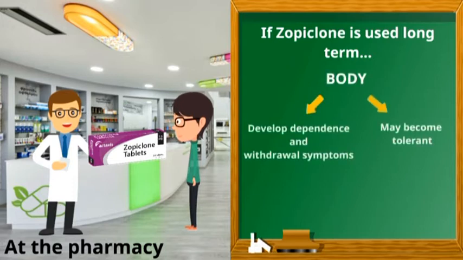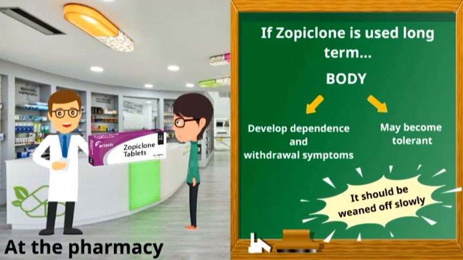Less than 4 weeks. If it's used for longer periods, dependence upon the medicine may develop and withdrawal symptoms such as headaches, muscle pain, sweating, tremor, anxiety, tension, restlessness, confusion, and irritability may then occur if treatment is stopped suddenly. The human body may also become tolerant to zopiclone, which means higher doses would be needed to achieve the same effect. For this reason, zopiclone should be taken with caution, as directed by the prescriber, and at the recommended dosage. It should also be weaned off slowly, rather than abruptly stopped.